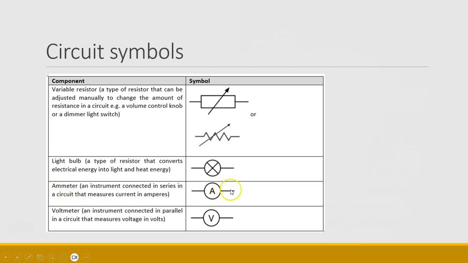An ammeter is an instrument that we connect in our circuit in order to measure current. And an ammeter is always connected in series, and we'll see what that means in a moment. A voltmeter is an instrument that is used to measure voltage in an electric circuit. And a voltmeter is always connected in parallel in an electric circuit. And again, we'll see what that means in a moment.